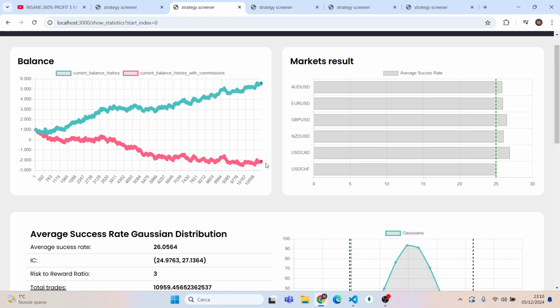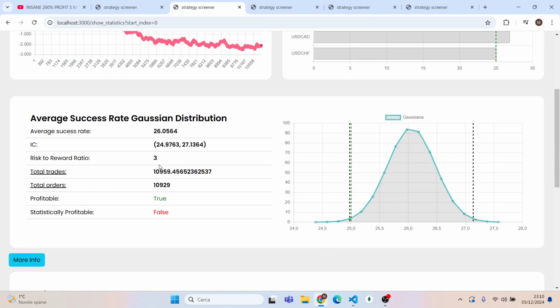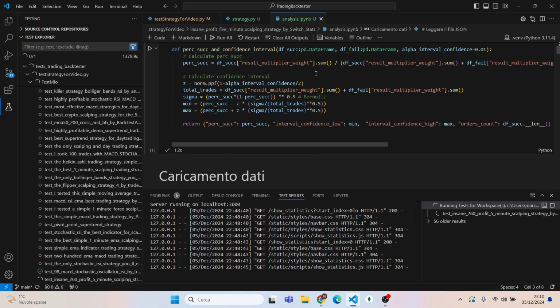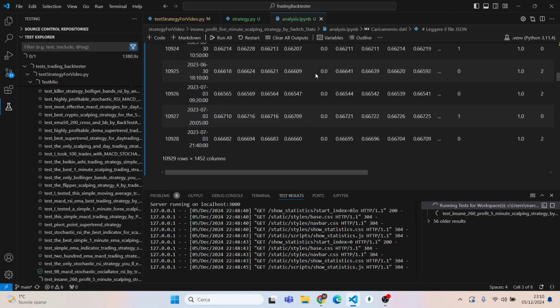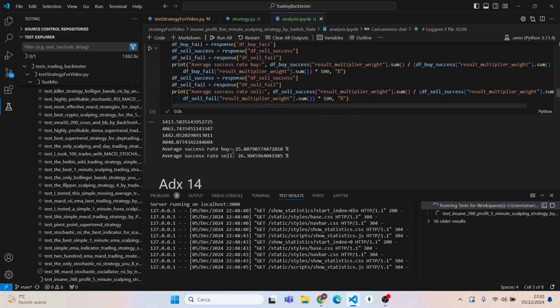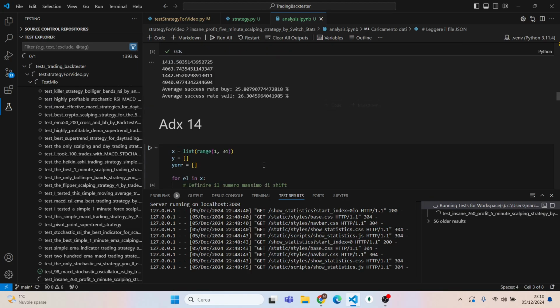As you can see, you would have not been profitable. But with such a high number of trades, we can surely make a good statistical analysis. So let's try it. Okay, I have already downloaded all the trades, and the first thing I found is that the average success rate in buy and sell is pretty much the same. So it's not a bullish strategy, neither is it a bearish one.